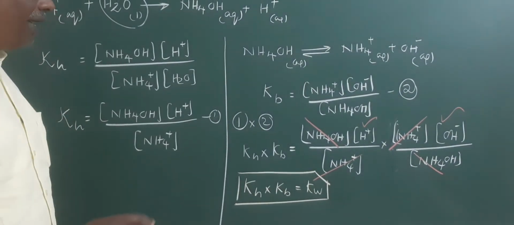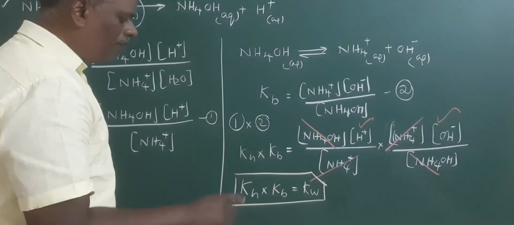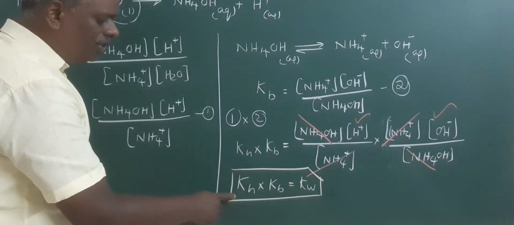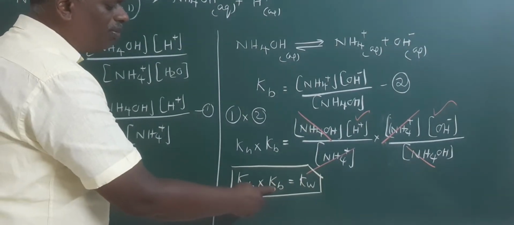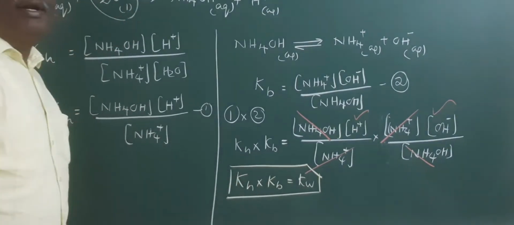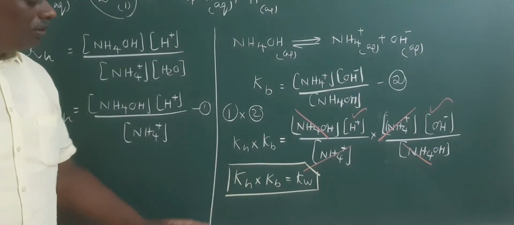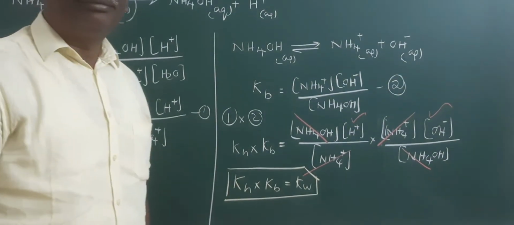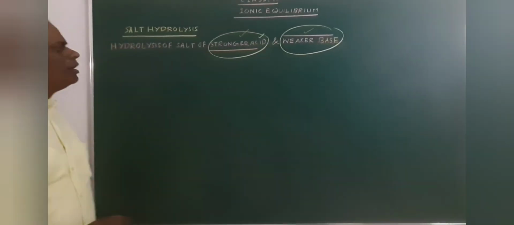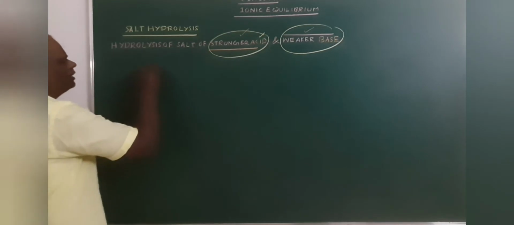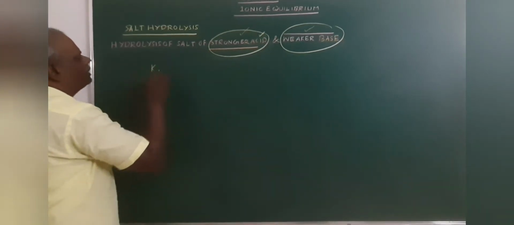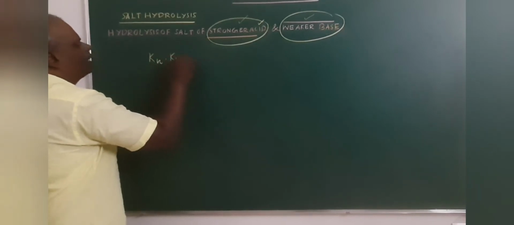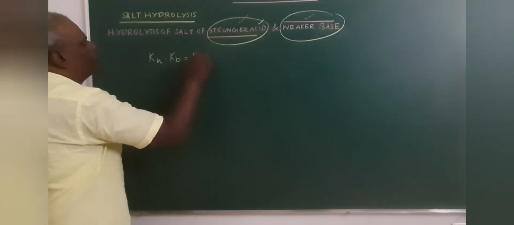So for the calculation of pH, we are very much in need of the Kh value. This Kh multiplied by Kb gives the ionic product of water. With this, we are going to continue our calculation. And to calculate the pH, the relationship is essential: Kh into Kb is equal to Kw.